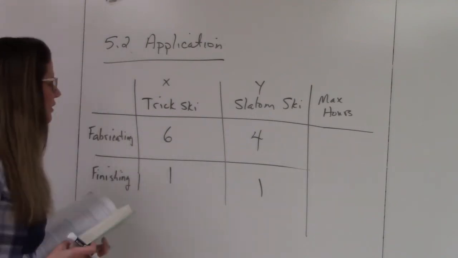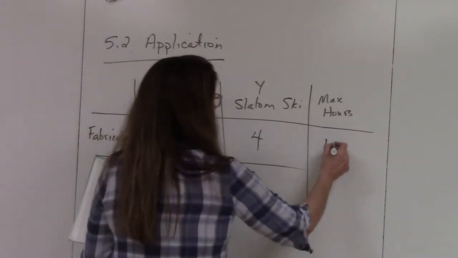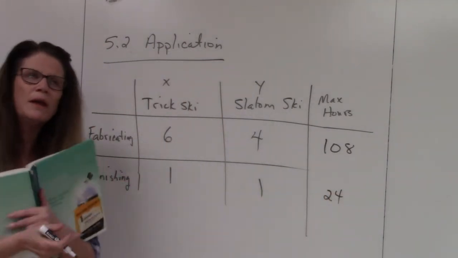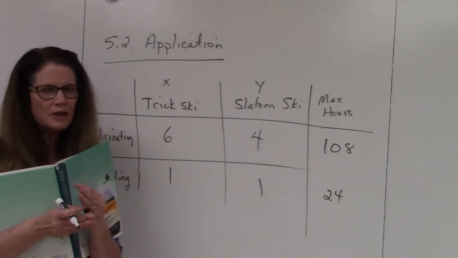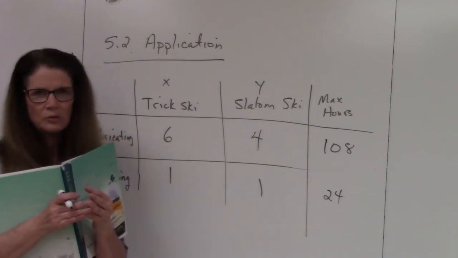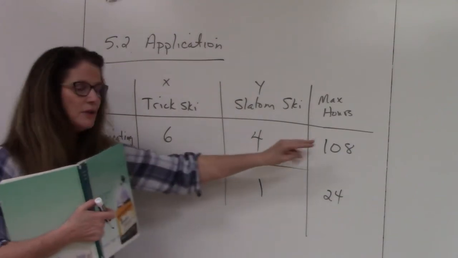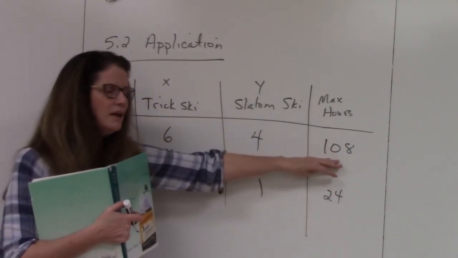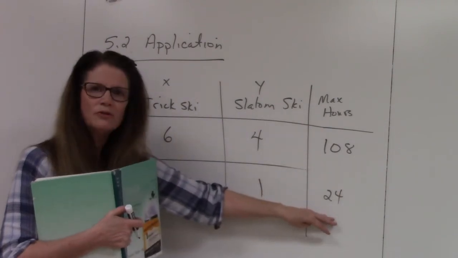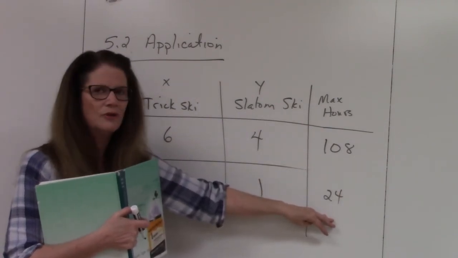So these are the numbers that are available. So this is how many hours in a day are available. So maybe you have employees that can only work so many hours a day, or maybe you have machinery that only works so many hours a day. So you have limitations. So 108 is the maximum number of labor hours for fabricating, and 24 is the maximum number of labor hours for finishing.